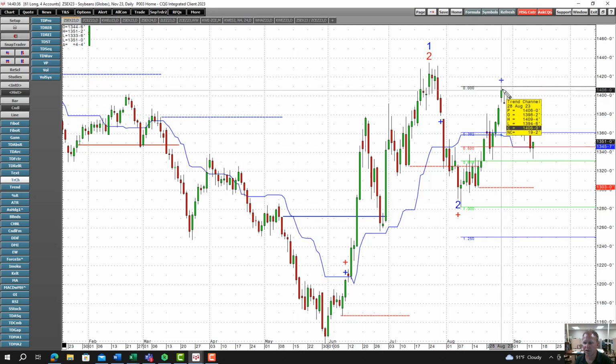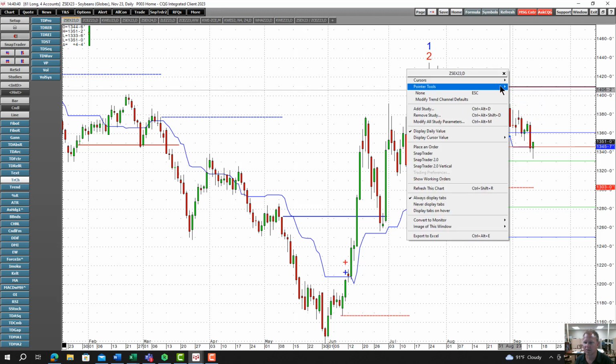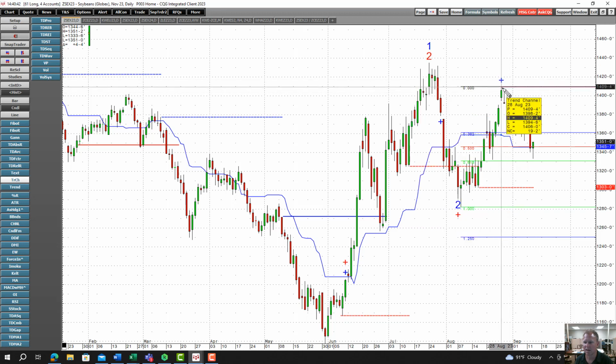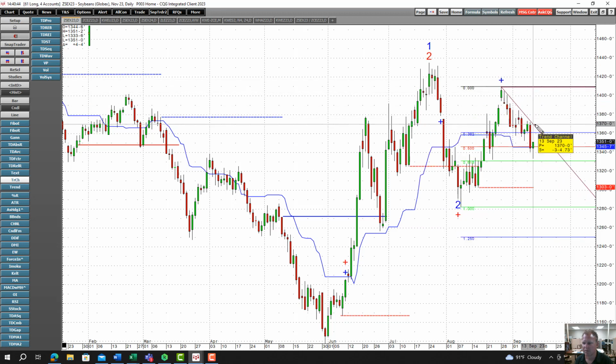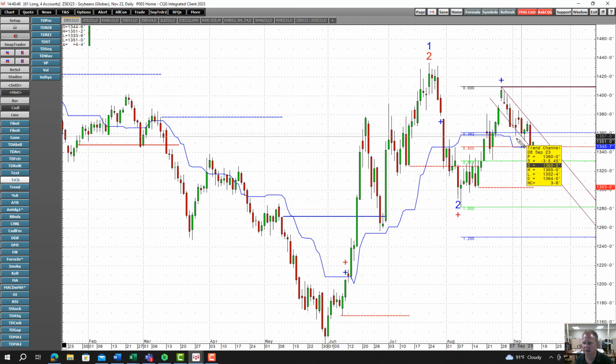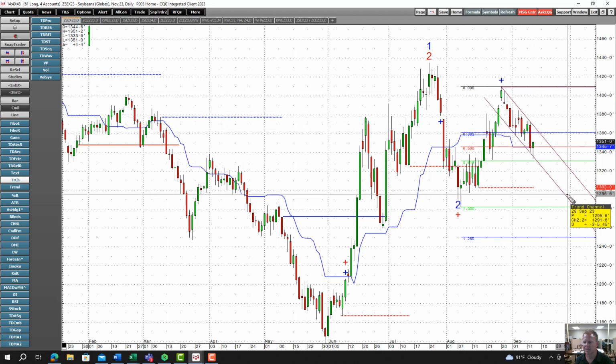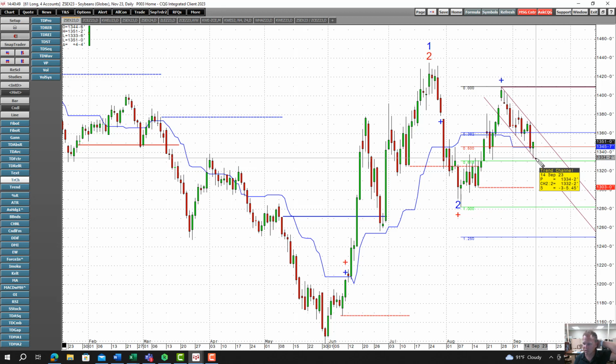If we draw from this peak down to, why is my computer not doing this for me here today? There we are. If we draw from this peak down and snap here, you can see that we just tested the bottom side of this trend channel here today and reversed, and up we come.